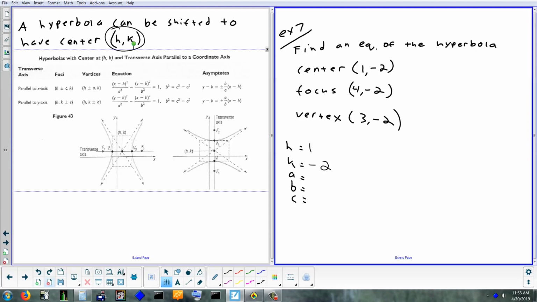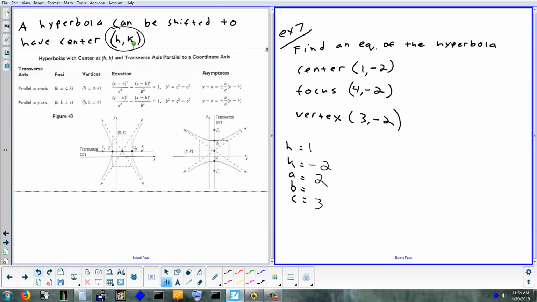Now, how about A? Distance from center to vertex. 2. These numbers don't matter. They're all -2. So to find the distance, just look at the ones that are different. Center is 1, vertex is 3. Okay. Center is 1, focus is 4. How far apart are 1 and 4? 3. So the distance from the center to the focus is 3.